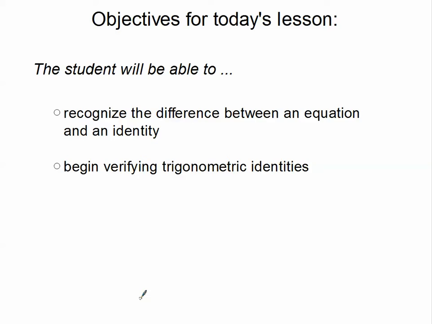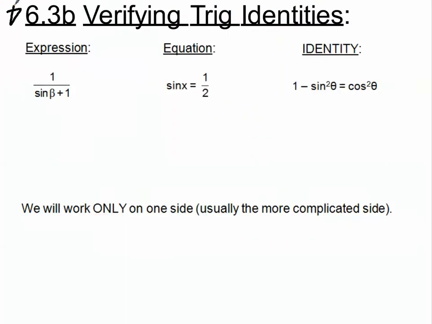In this tutorial, we will be able to recognize the difference between an equation and an identity, and we'll also begin to verify our trigonometric identities. So we are still in section 6.3 in our textbook. We are on day 2 of that. I'd like to first start off showing you the difference between an expression, an equation, and an identity.